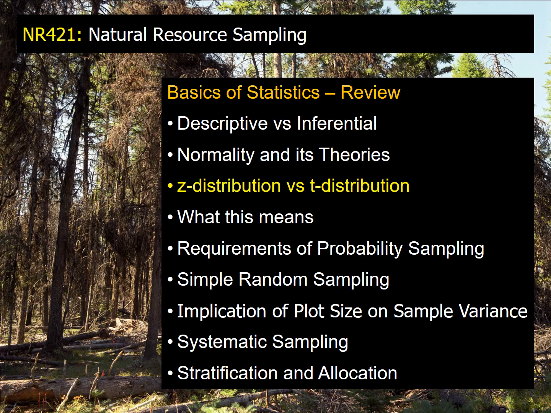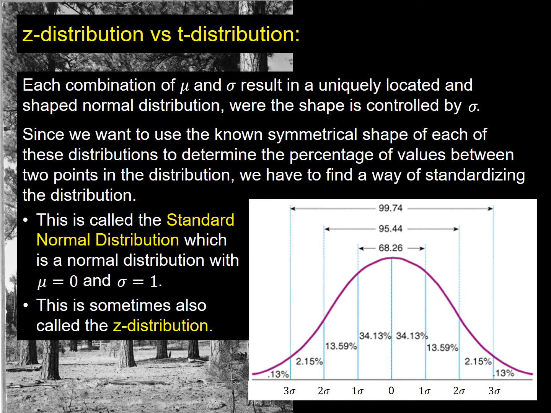Now we will refresh the ideas underlying the Z and T distributions. Since each combination of population mean and standard deviation results in a uniquely located and shaped normal distribution, where the shape is controlled by the standard deviation, we need to take advantage of the symmetrical shape of the distributions to determine the percentage of values that lies between 2 points in the distribution. However, to do this, we have to find a way to standardize the distribution.